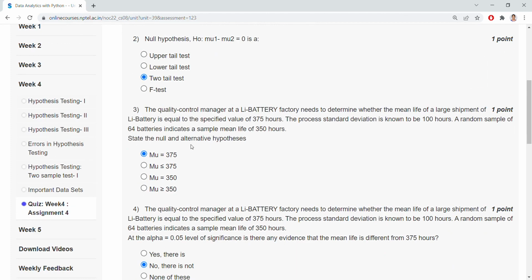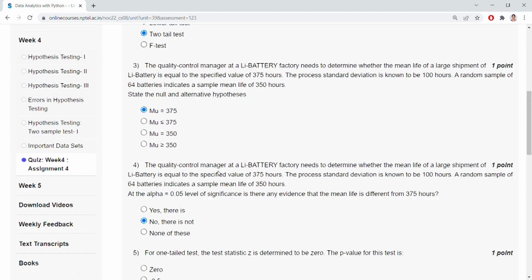The quality control manager at a lithium battery factory needs to determine whether the mean life of a large shipment of lithium battery is equal to the specified value of 375 hours. The process standard deviation is known to be 100 hours. A random sample of 64 batteries indicate a sample mean life of 350 hours. State the null and alternative hypothesis. mu is equal to 375.